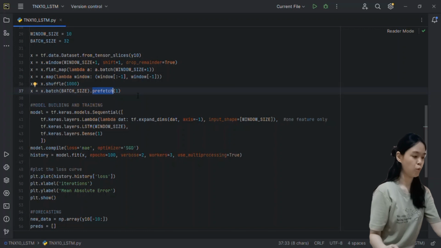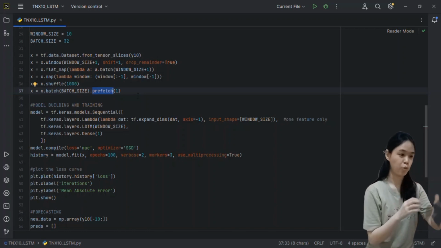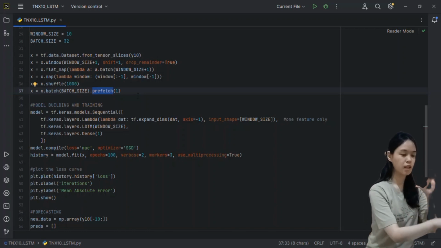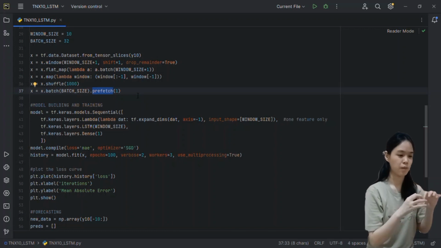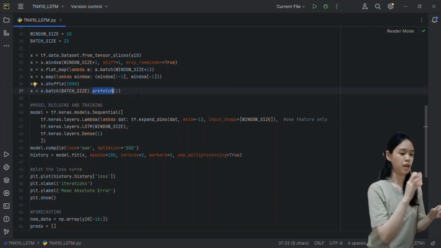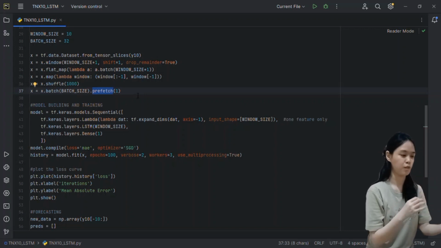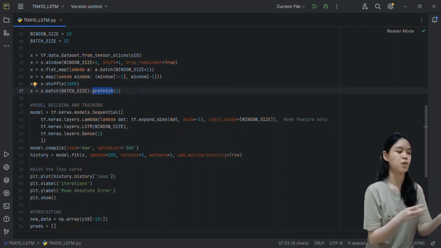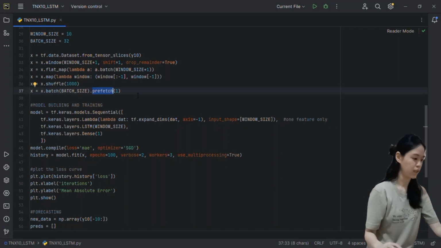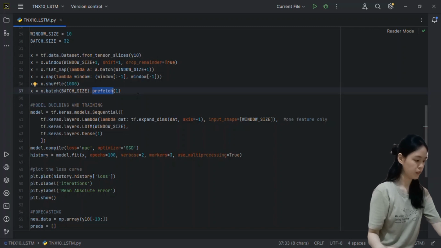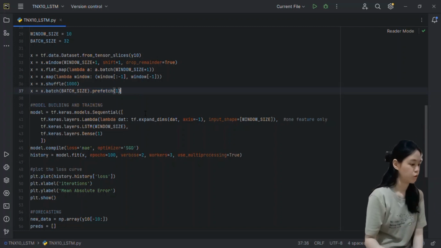It's like while the model is training one batch, it's taking one batch to standby, so that when the first batch is done training, the next batch could start training right away. It's like that. Okay, so that's it.